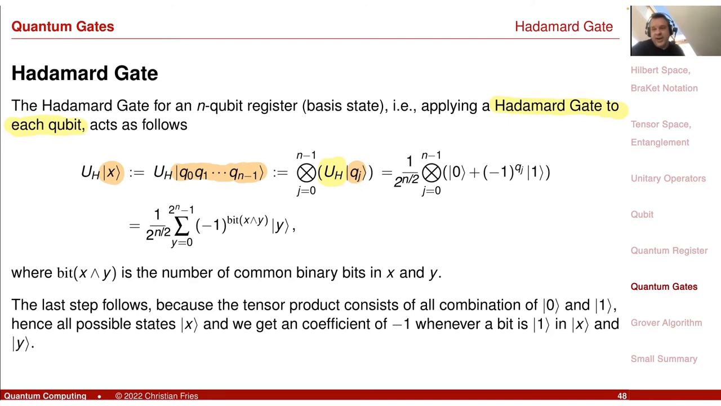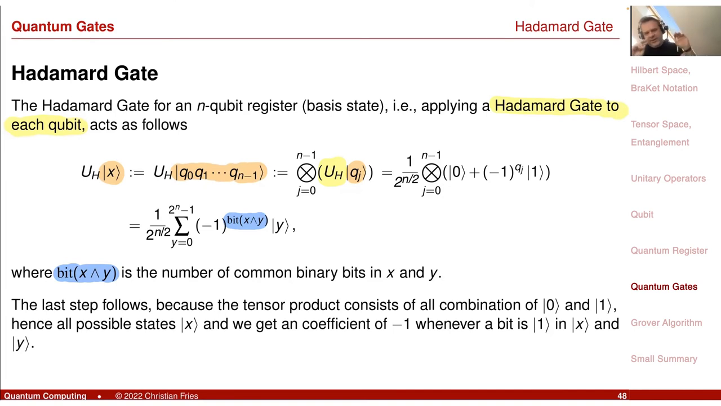So that means you count the number of bits where the input state and the state that you are looking at, of all possible output combinations, have a 1 in common. This is the number of common binary bits in X and Y, the binary AND operator on the register. If this number is even, I have a plus 1. If this number is odd, I have a minus 1. Okay, that's a very strange quantum register superposition. Sometimes we have a plus 1, sometimes we have a minus 1.